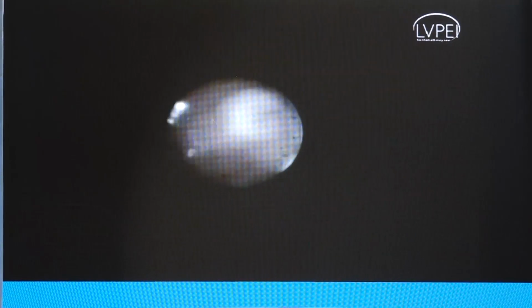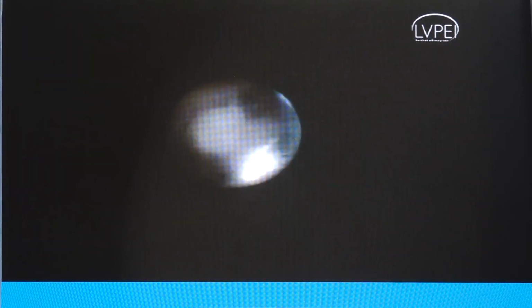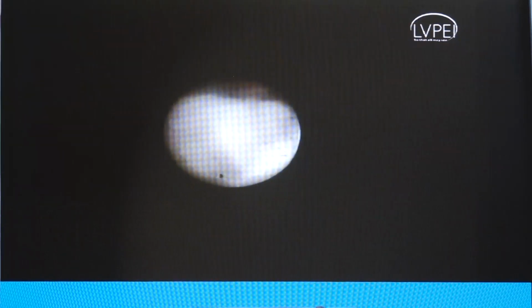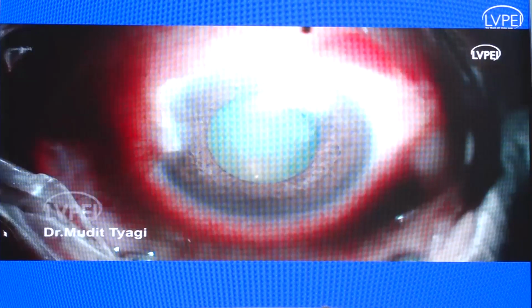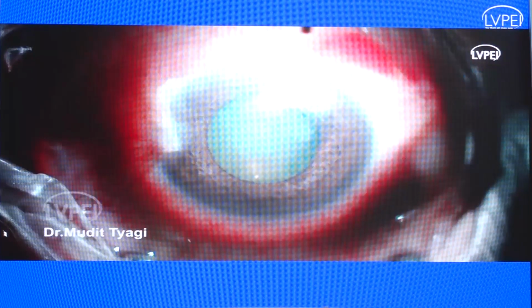So in eyes with persisting hypotony, Dr. Sangeet Mittal is here and he will probably be dealing with the topic of hypotony in uveitis. But what endoscopy now allows us is to intervene in these eyes and visualize what's happening. So that's how intervention can be done with the help of an endoscope. I'll just show you one more thing.